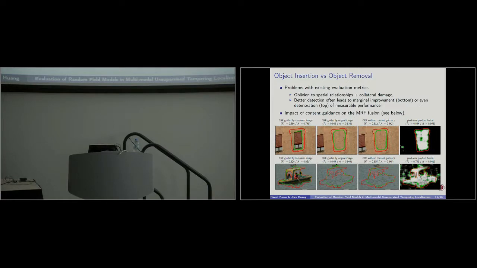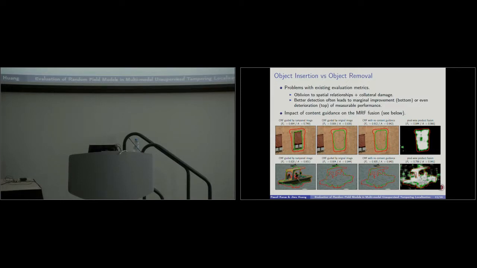They represent the same semantic content. So there was a wall here before, and there's the wall here after the forgery. So visibly there are no changes to this content. But nevertheless, this is something that is not taken into account at all in existing evaluation protocols.